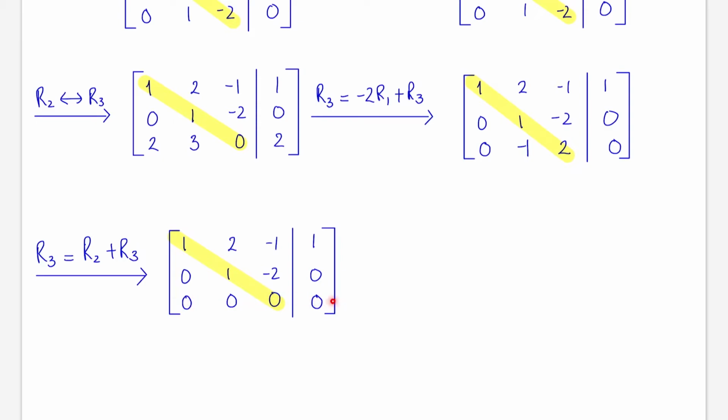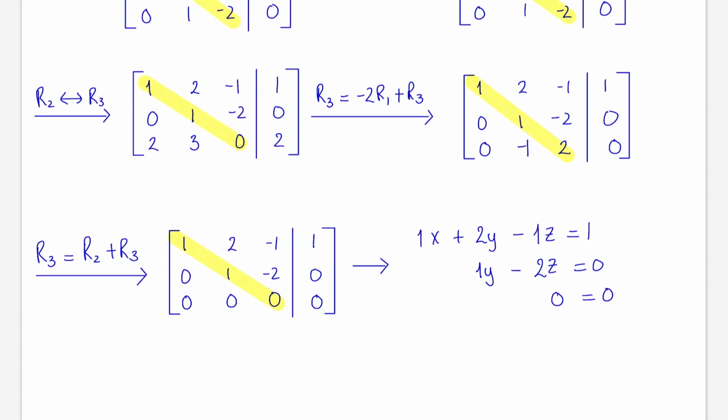And if you notice the last row, you have 0x plus 0y plus 0z equals 0, which means you have 0 equals 0. So I'm going to stop right here and put these back into equation form. The first equation is 1x plus 2y minus 1z equals 1. The second equation is 1y minus 2z equals 0. And the third equation is 0 equals 0.